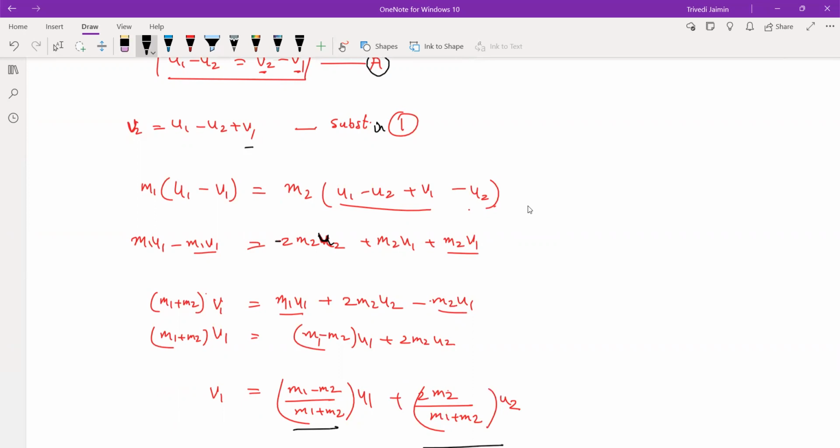Then simplify. I'm confused whether I have to take m1 common or v1 common. From that, find v1. Yes, I have to find v1. Easy, right? Yes, just a few mathematical steps. Yes, I'm also getting it.